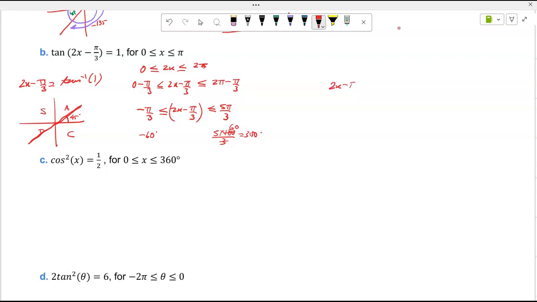So 2x minus pi by 3 is equal to 45, pi by 4. Then 180 plus 45, pi plus pi by 4, 5 pi by 4. That's it. And the other one won't come in, because your upper limit is 300. So then 2x is equal to pi by 4 plus pi by 3, 5 pi by 4.